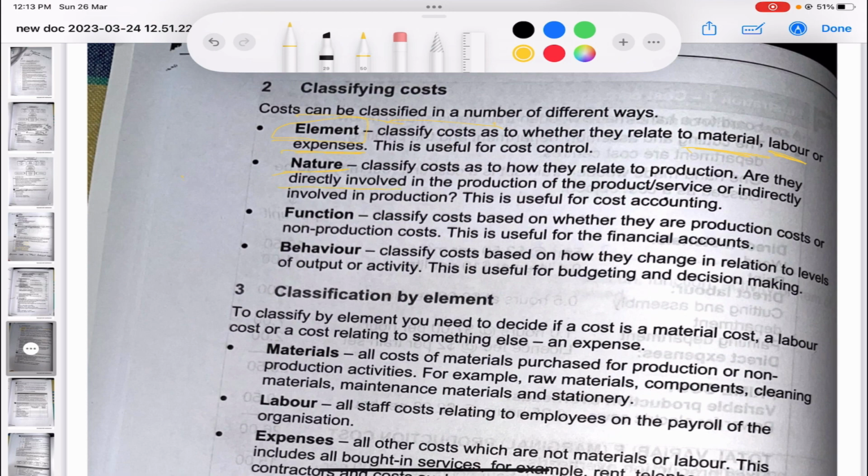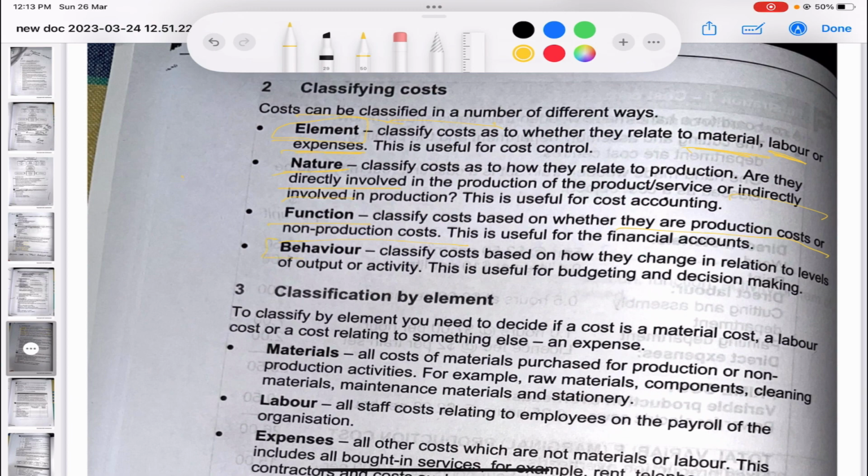Are they directly involved or indirectly involved? So are they direct cost or indirect cost? That is the nature of a cost. Next we have function. You can also classify costs on the basis of its function. So what do you mean by function? Whether they are production costs or non-production costs. So are we using it in production activities or in non-production activities? Production means manufacturing. What do you mean by non-production costs? Selling costs, advertising costs, stuff like that.